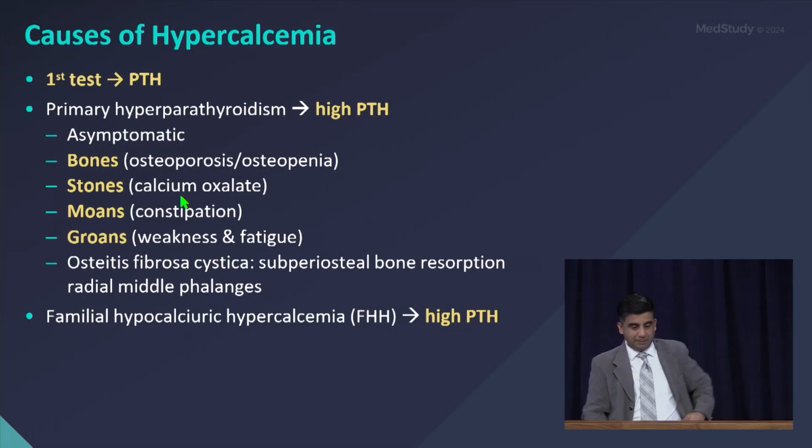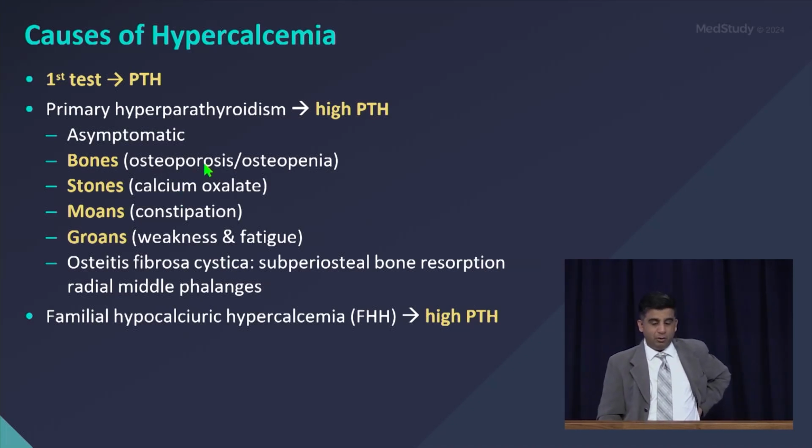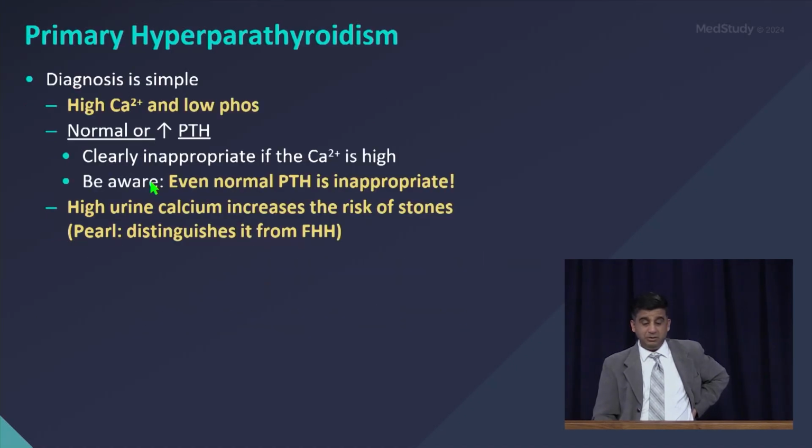If the PTH is high, all the board wants you to know is your differential diagnosis should be primary hyperparathyroidism versus FHH. Both of them will have high PTH, but how will you differentiate these two? In primary hyperpara, you'll have bone stones, bone groans, right? Whereas in FHH, you will have nothing, but you still have to differentiate.